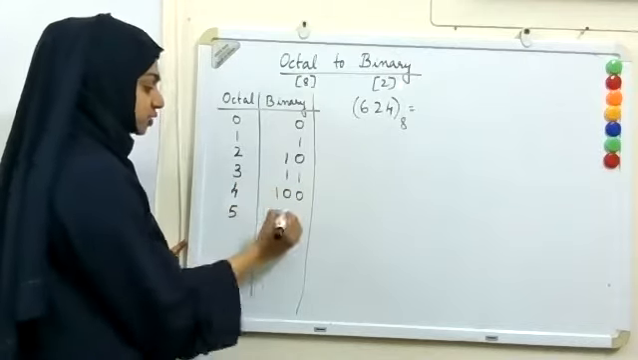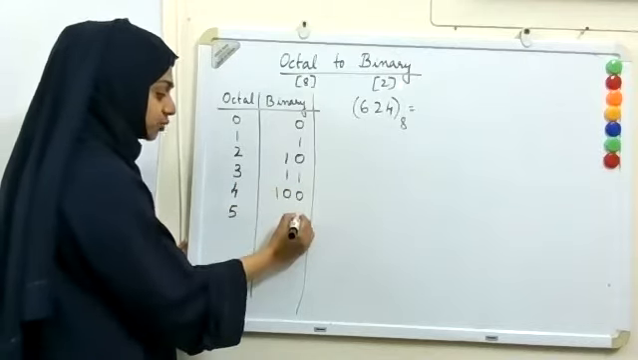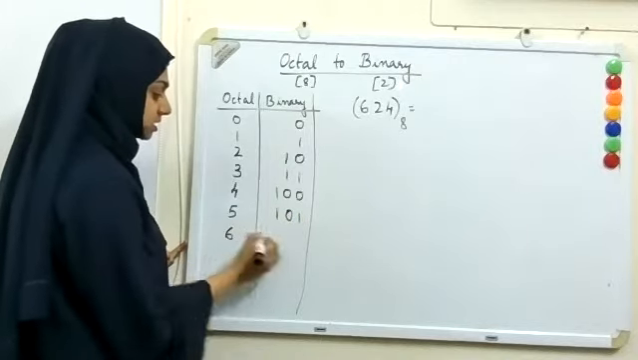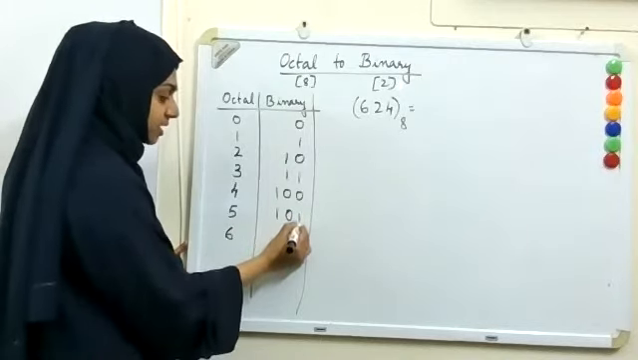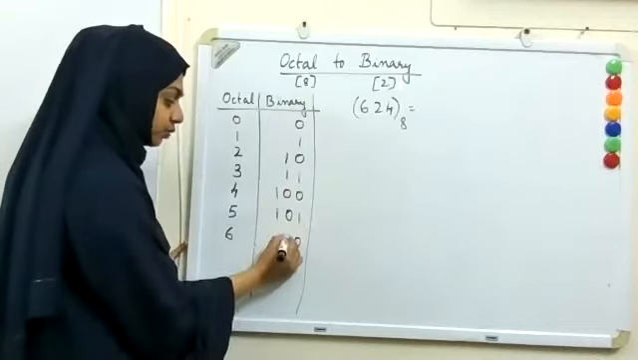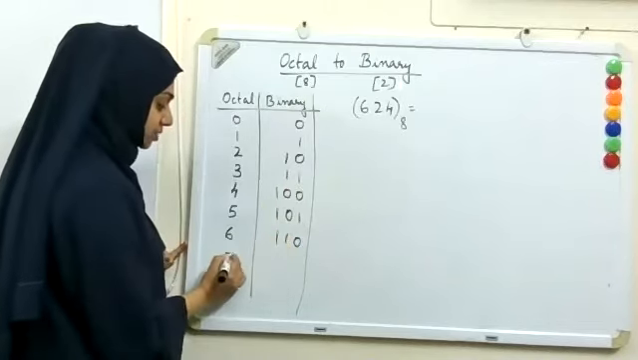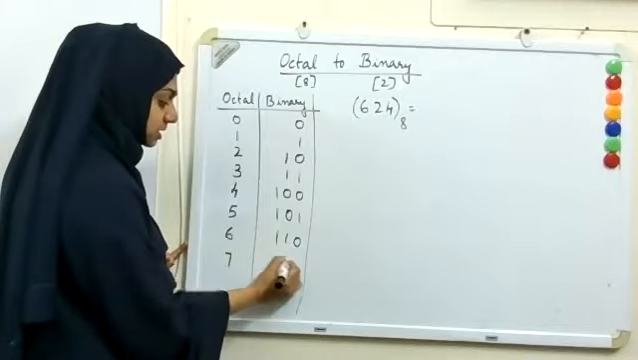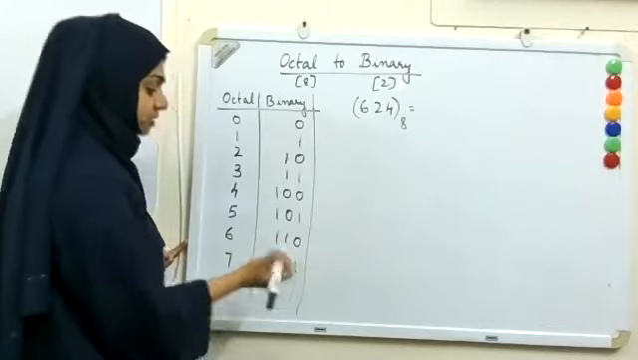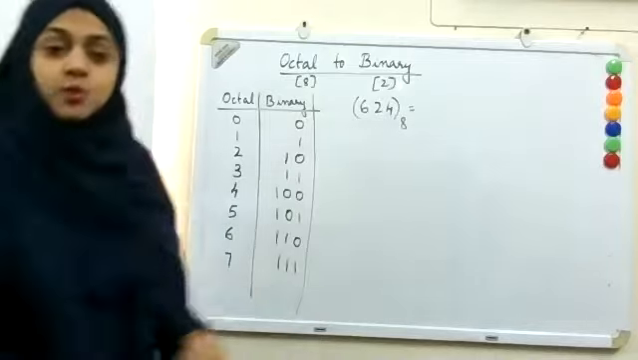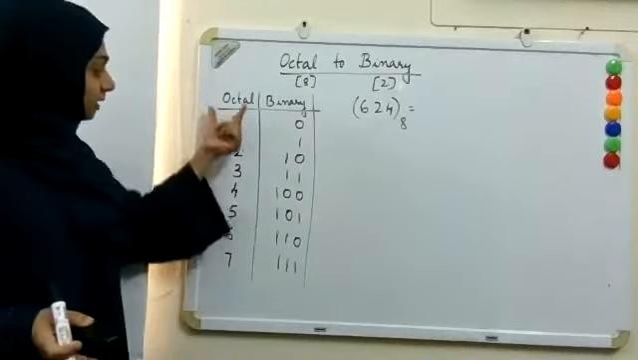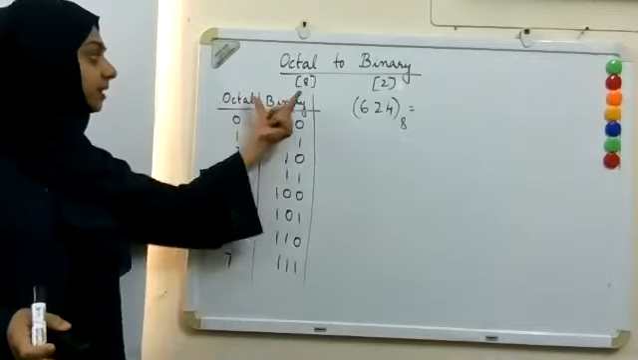Then 5. So I am adding 1 here. 0 plus 1 is 1. 0, 1. Now 6. So here I am adding a 1. 1 plus 1 is 0 with the carry 1. So 1 and 1. Now 7. So when I add 1 here, 0 plus 1 is 1. So this is how it turns out when we write all the digits in octal and their corresponding number in binary.